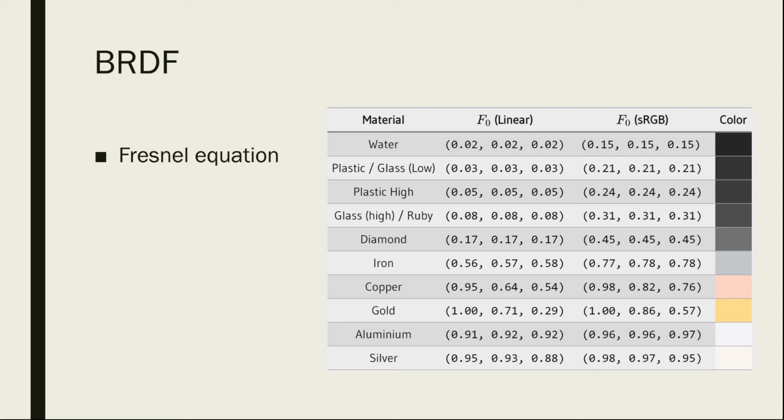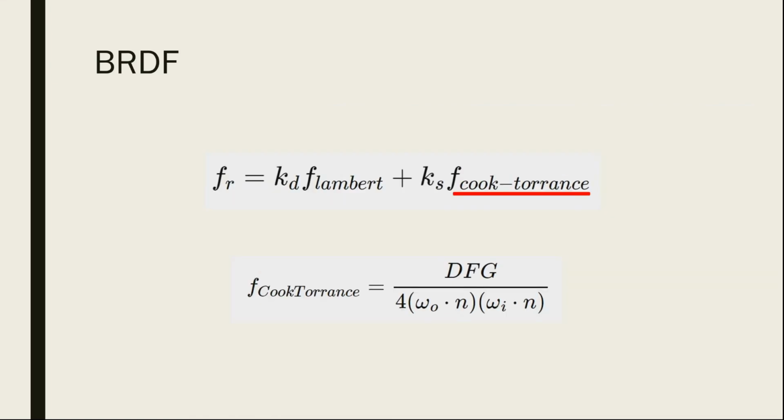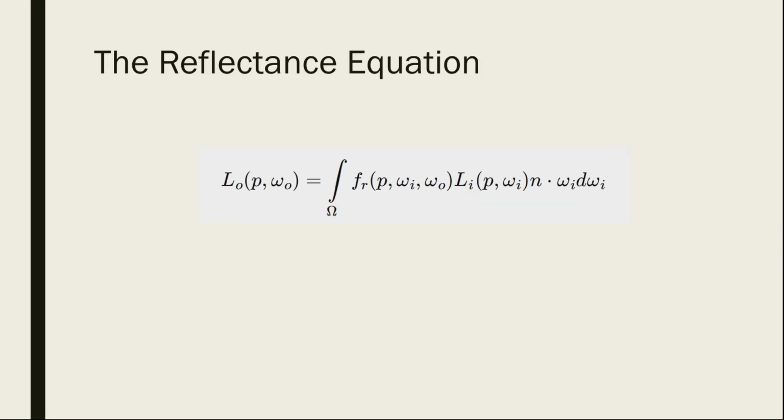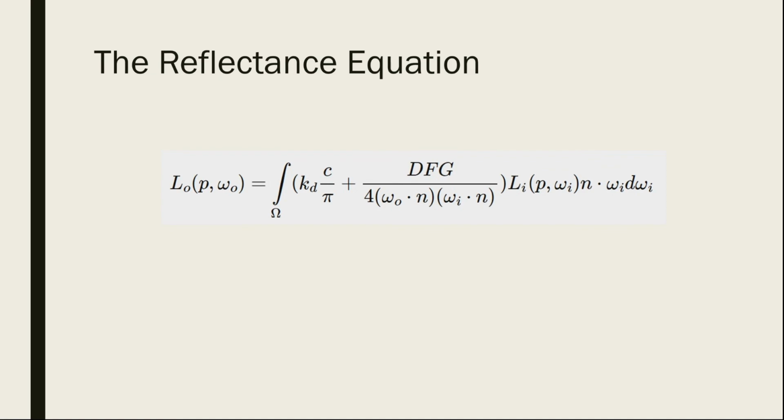So after we get the Fresnel equation solved, now we get both sides of the Cook-Torrance equation, the diffuse part and the reflect part. So we get the f of the Cook-Torrance BRDF, and we go to the main equation, the reflectance equation. We get the f, and this is the final equation that we use to calculate physically based rendering.